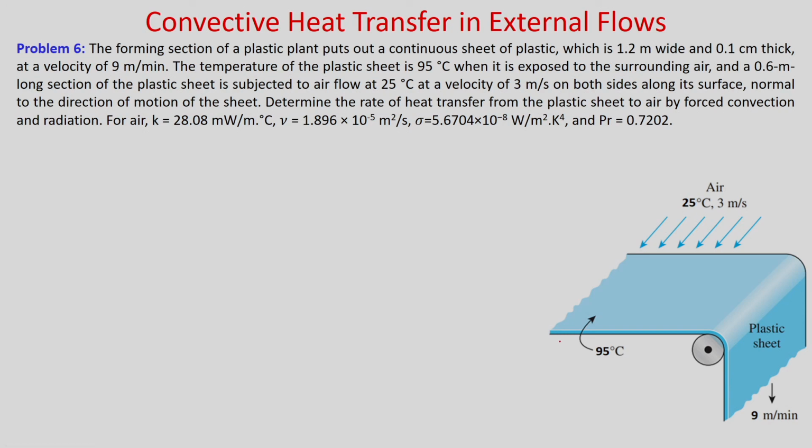So, you can see this is the continuous sheet of plastic. The surface is maintained at 95 degree centigrade and air is flowing perpendicular to the direction of this sheet. So, this is your 3 meter per second, the air velocity is 3 meter per second and temperature is 25 degree centigrade.